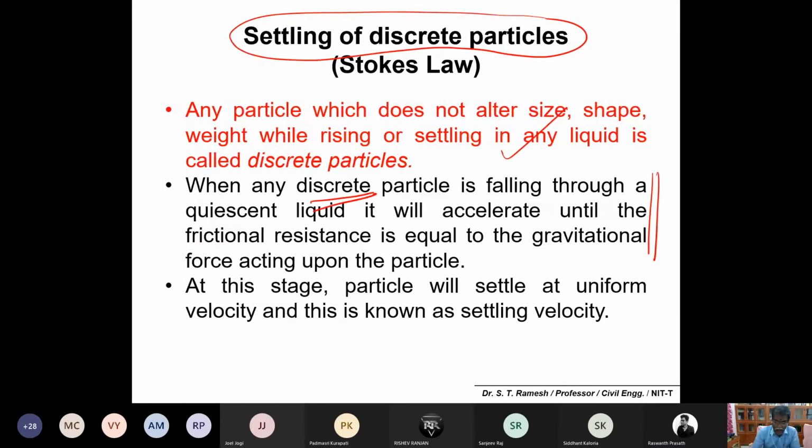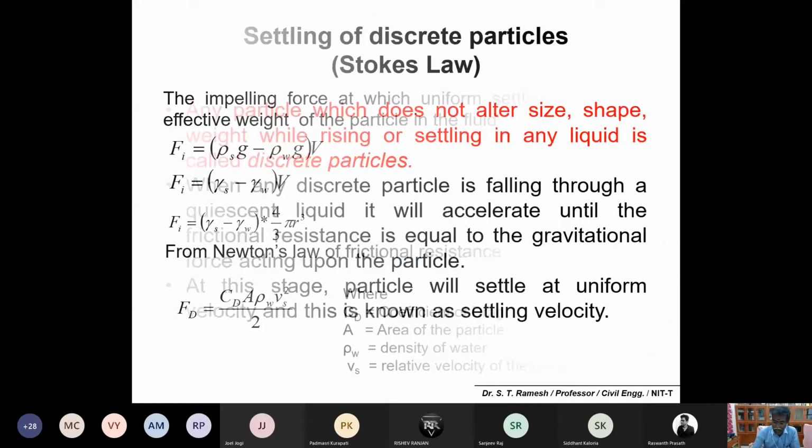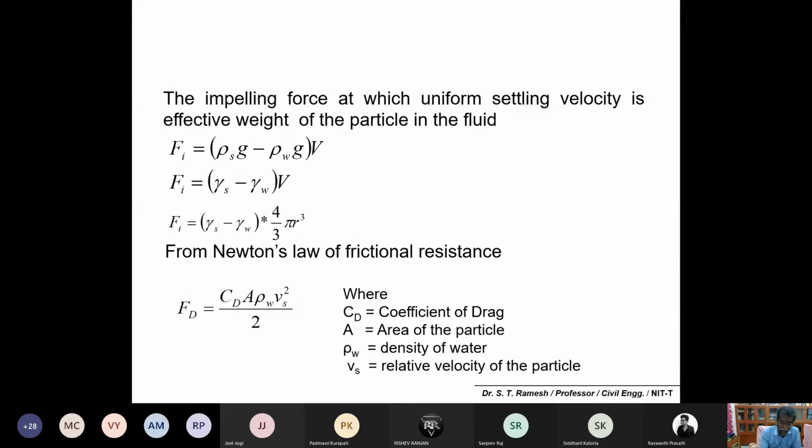When any discrete particle is falling through a liquid, it will accelerate until the frictional resistance is equal to the gravitational force acting on the particle. If the frictional resistance is equal to the gravitational force, in that particular situation the particle gains a particular velocity. That velocity is known as settling velocity. So these two forces you have to equate. Assume that particles are spherical in nature, and the impelling force is the density difference, or specific gravity difference, between that particle and water. So you can have this equation. This is equation number one.